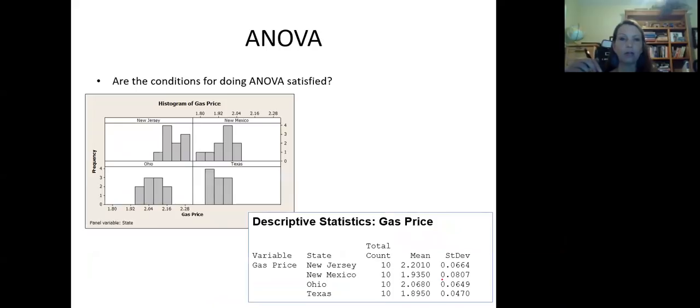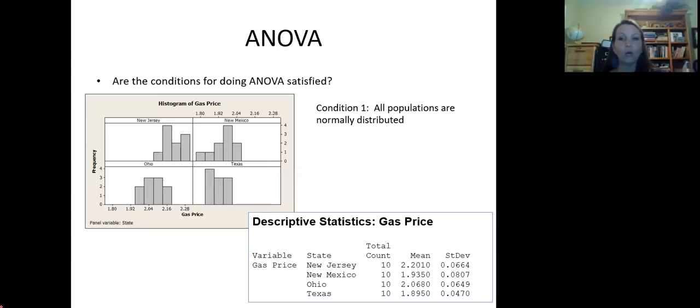All right, so looking at the conditions for doing analysis of variance, the first condition is that we have a simple random sample, and we would get that by reading the problem. In this case, these students did write down every gas station, and then they used a random number generator to pick which gas stations were going to be a part of theirs. So it is a simple random sample from each of the cities that they looked at, not necessarily each of the states that they were from, but it was a simple random sample from those cities.